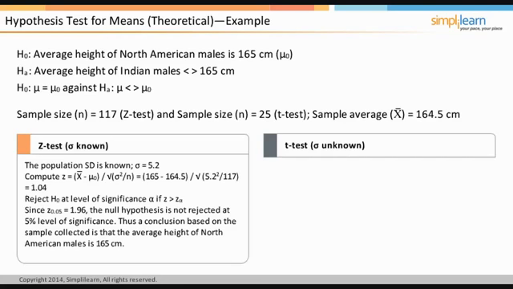The statistical notation is shown on the screen. Thus, a conclusion based on the sample collected is that the average height of North American males is 165 centimeters.